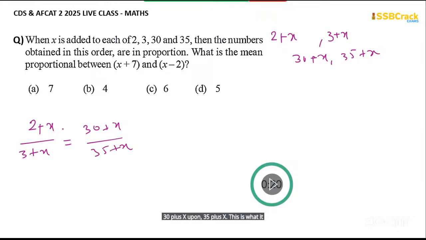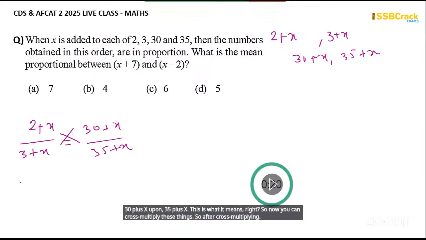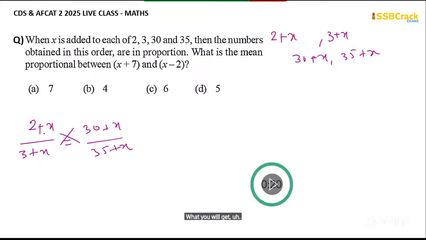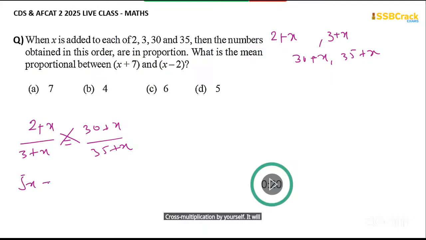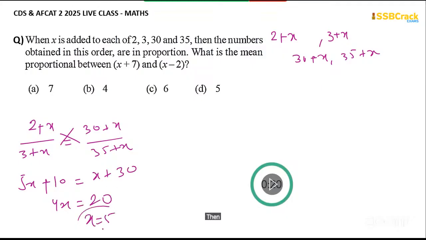So now you can cross multiply these things. After cross multiplying, say 35 into 2, 70, plus 2x, and x square will cancel out. When you simplify these things, you can do the cross multiplication by yourself. So it will be 5x plus 10 is equal to x plus 30. So subtract this, you will get 4x is equal to 20, then x will come out to be 5.